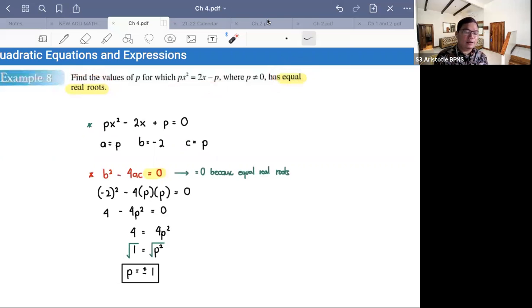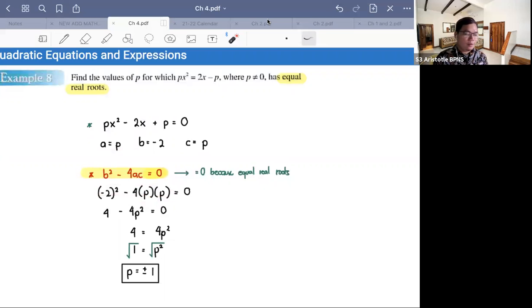What do we mean by equal real roots? That means that your discriminant is equal to 0. This is what it means. Equal real roots, meaning your discriminant is equal to 0. And that's how you solve for p.